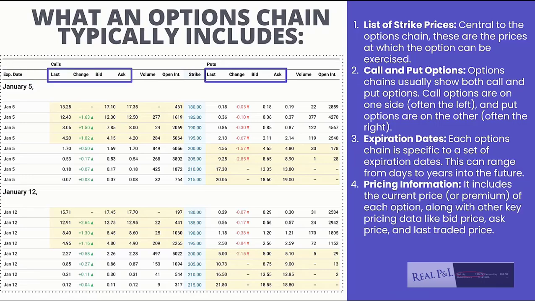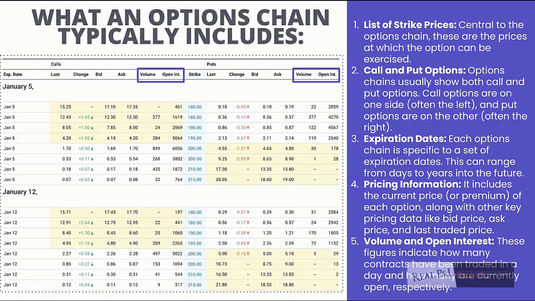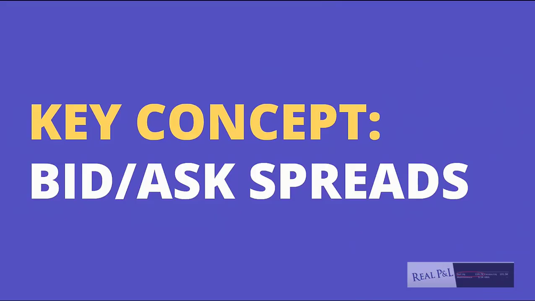And now you have the pricing information. It includes the current price or premium of each option, along with other key pricing data like bid price, ask price, and last traded price. Volume and open interest: these figures indicate how many contracts have been traded in a day and how many are currently open, respectively. Key concepts. So we're going to talk about bid-ask spreads.